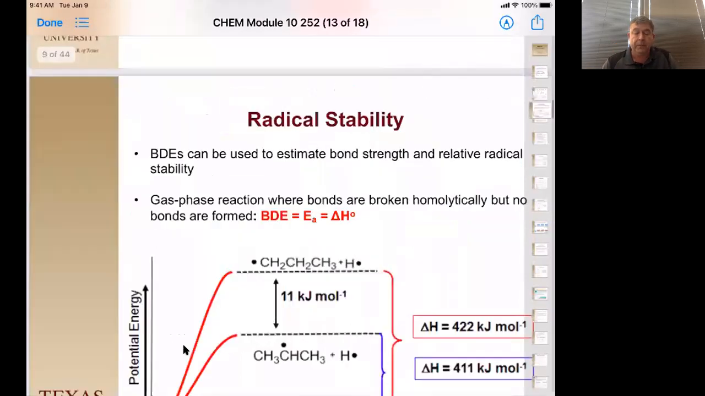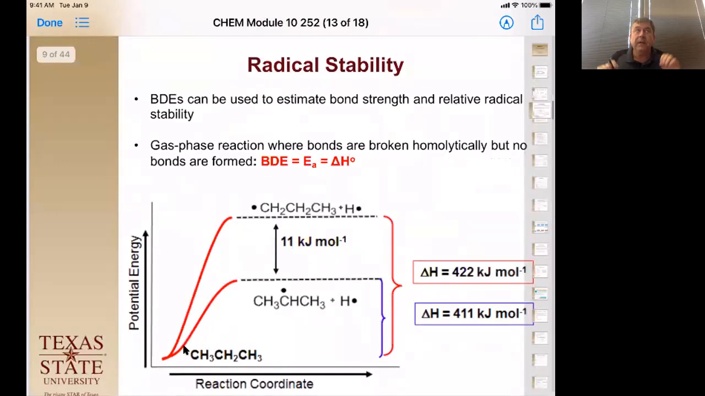Okay, so now we have radicals and we saw that breaking a bond takes it into a higher energy state, but not all radicals are the same. The radical stability of the materials is based on the type of radical it is. Primary radicals are less stable than secondary radicals, and secondary radicals are less stable than tertiary radicals.